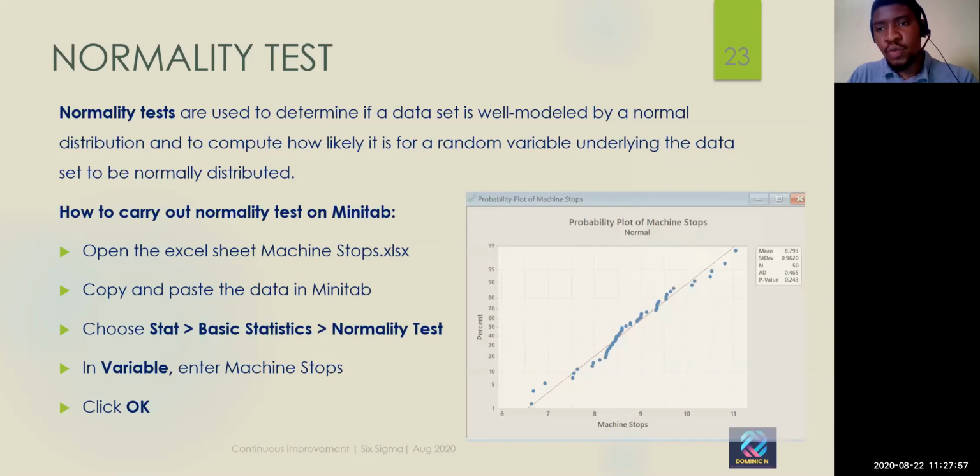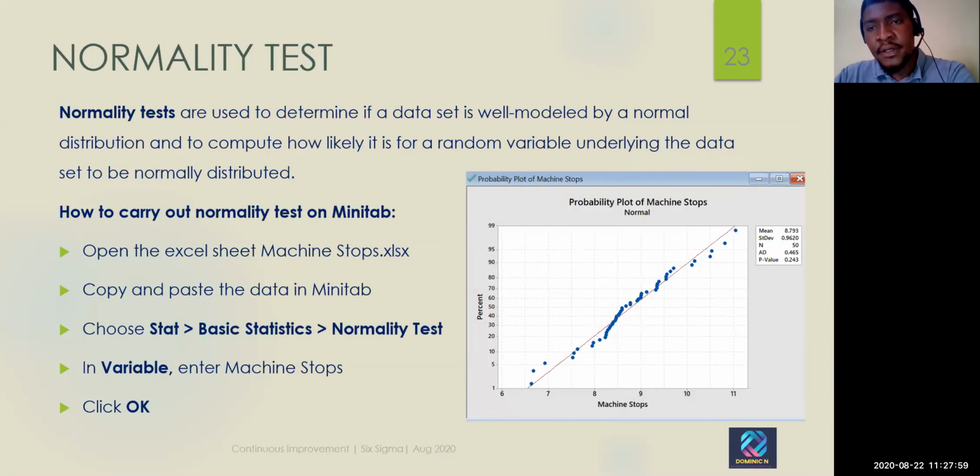Okay, so this is what you see. If you look at my graph here, my p-value is 0.243. That's what's important for me. If you also look at the graph, you see that most of the values are close to the straight line. So yes, the data looks normal.